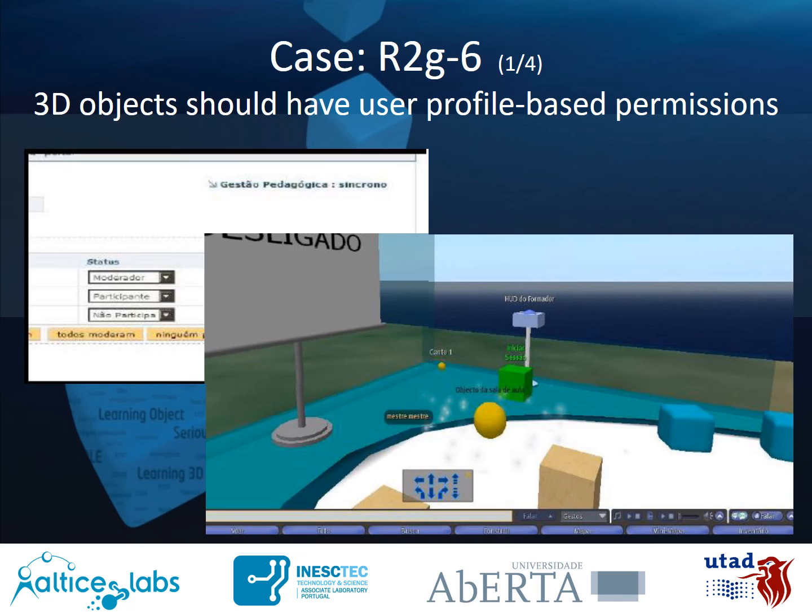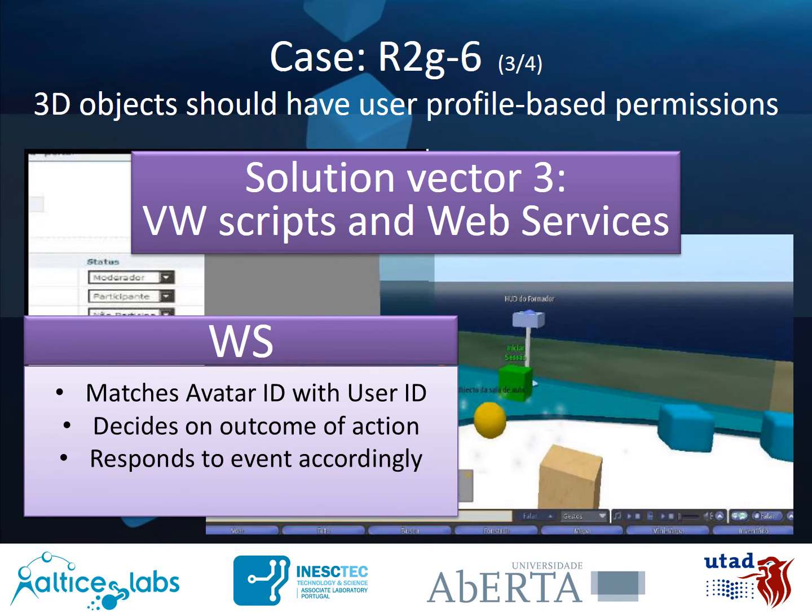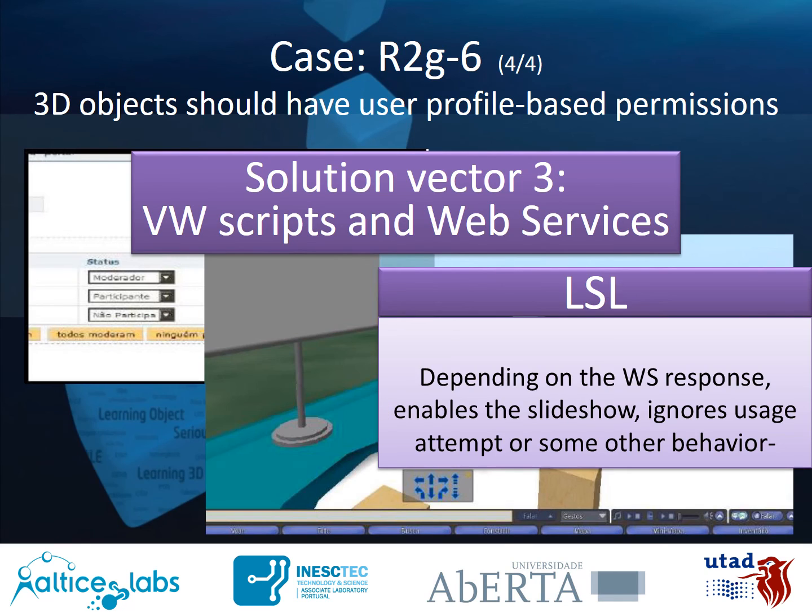Please notice that a user can be a student in a course and a trainer in a different course, but have the same avatar in the virtual world platform. So this does not depend on the avatar, but on the e-learning profile. For this, we use solution vector 3, virtual world scripts and web services. So the script in LSL language detects the interaction with the slideshow projector and reports the event to the LMS web services. Then the web services on the LMS match the avatar ID with the user ID in the learning platform, decide on the outcome of the action, and accordingly, the LSL script will receive the response, and depending on it, it could enable the slideshow, it could ignore the usage attempt, or trigger some other behavior like providing an explanation or a warning.